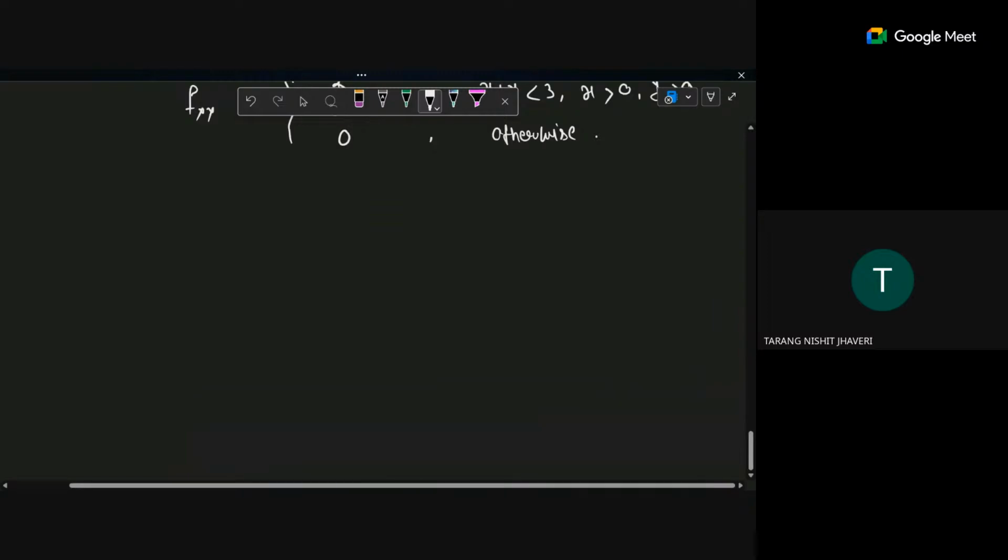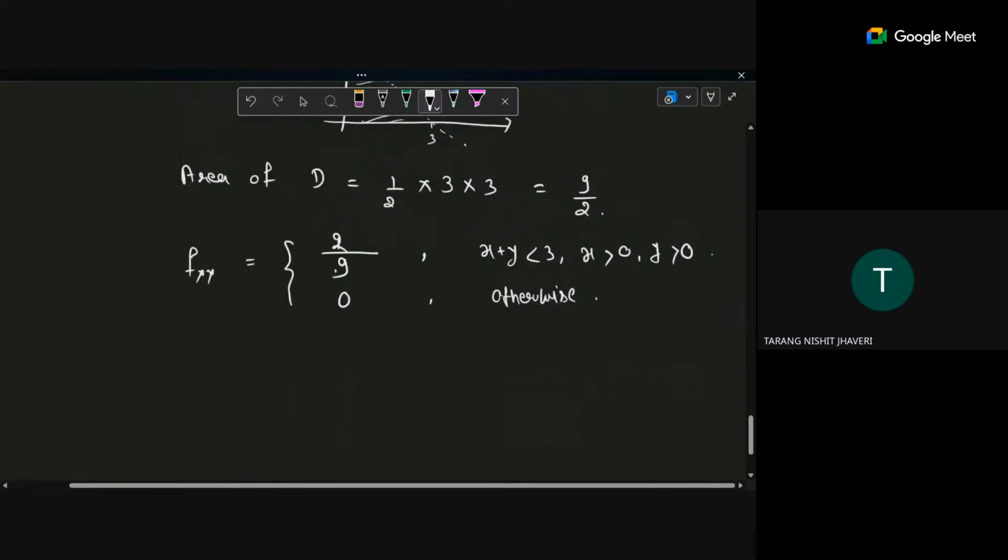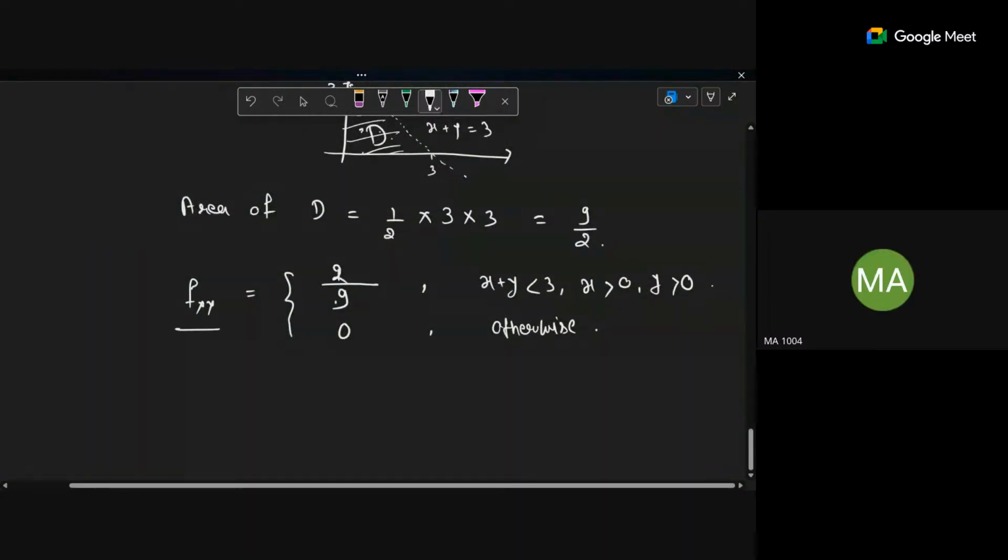Ma'am, the answer given is 2 by 9 times x minus 3. How did that x minus 3 come? Just a minute, wait. This is just a joint density. The question is about marginal density, isn't it? Oh, okay. The question is about marginal density.